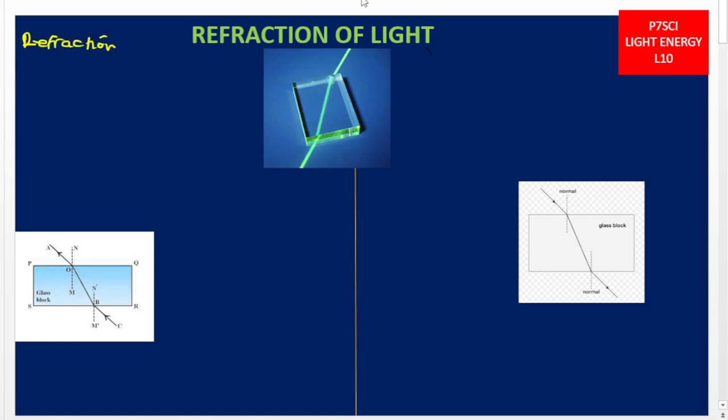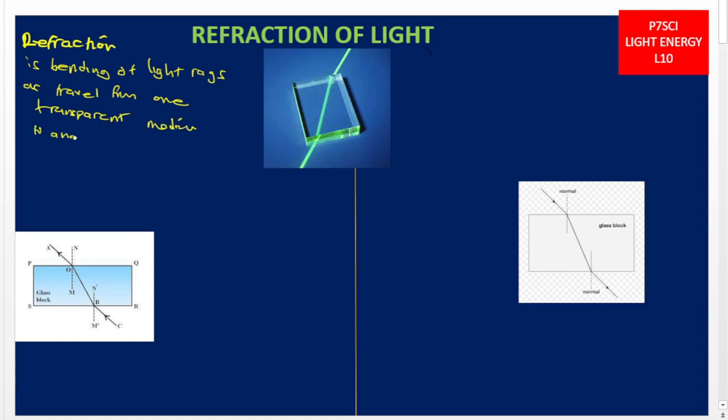We have to first understand what the term refraction of light means. Refraction of light is the bending of light rays as they travel from one transparent medium to another.